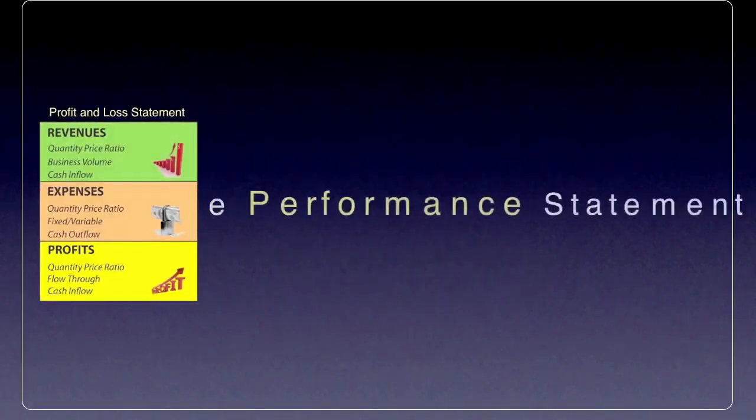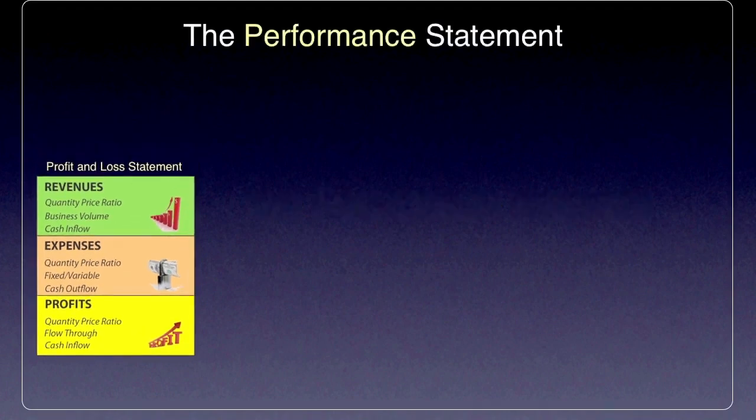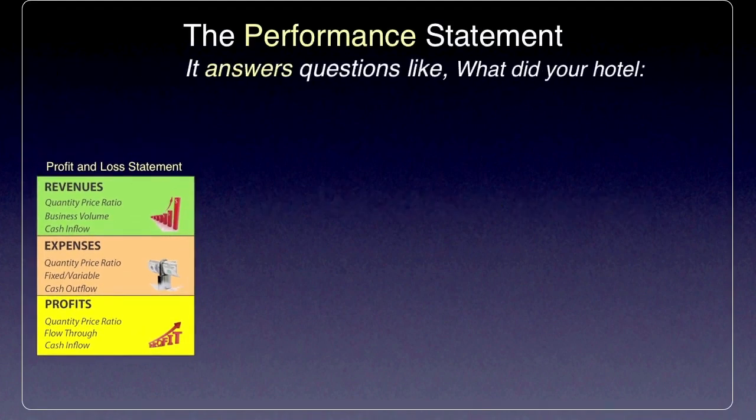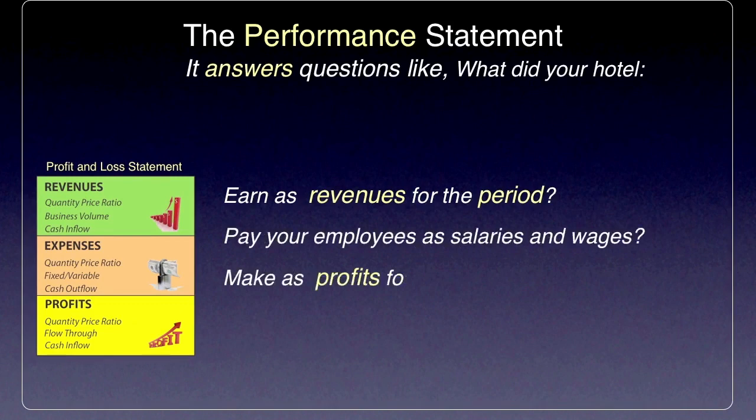Welcome to the first character in our story, the profit and loss statement. The profit and loss statement is called the performance statement. It is the statement which measures business activities of your hotel during a particular month. The performance statement answers questions relating to revenues, expenses, and profits for the period. It also answers questions of increase or decrease of revenues, expenses, and profits over last year.